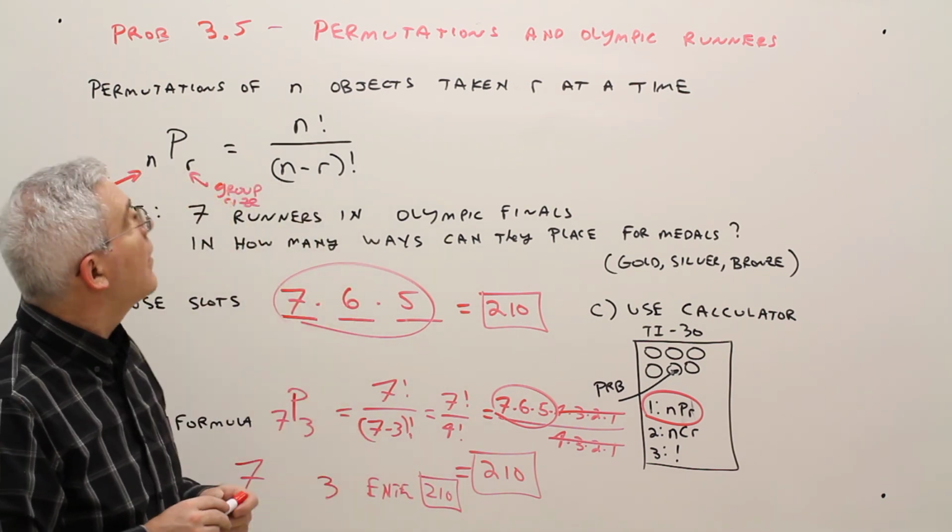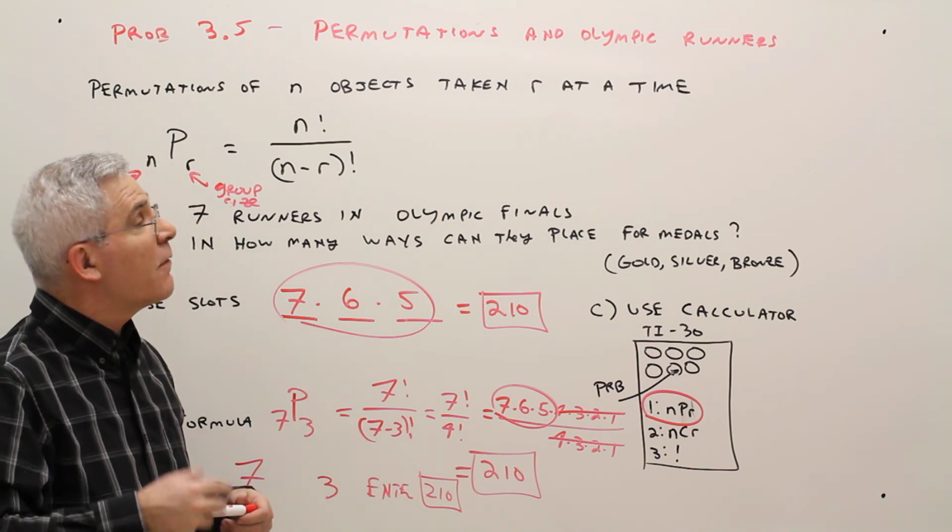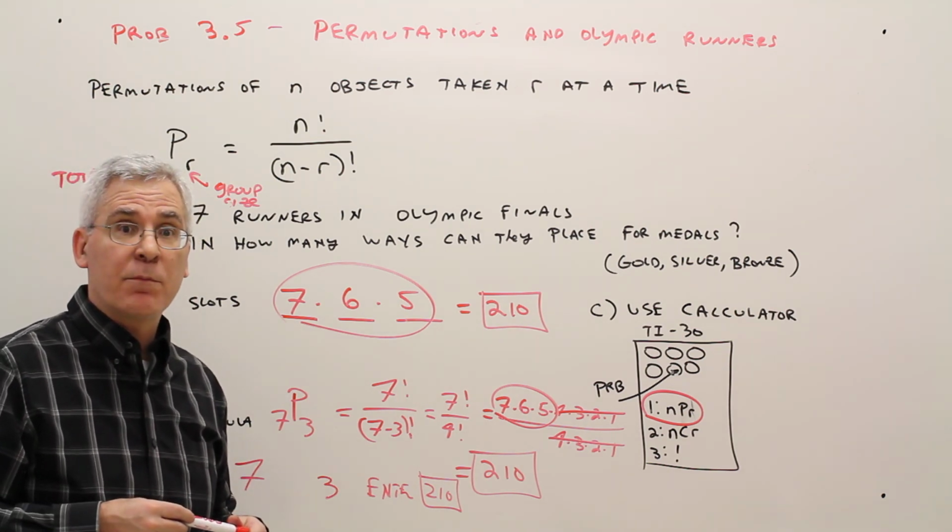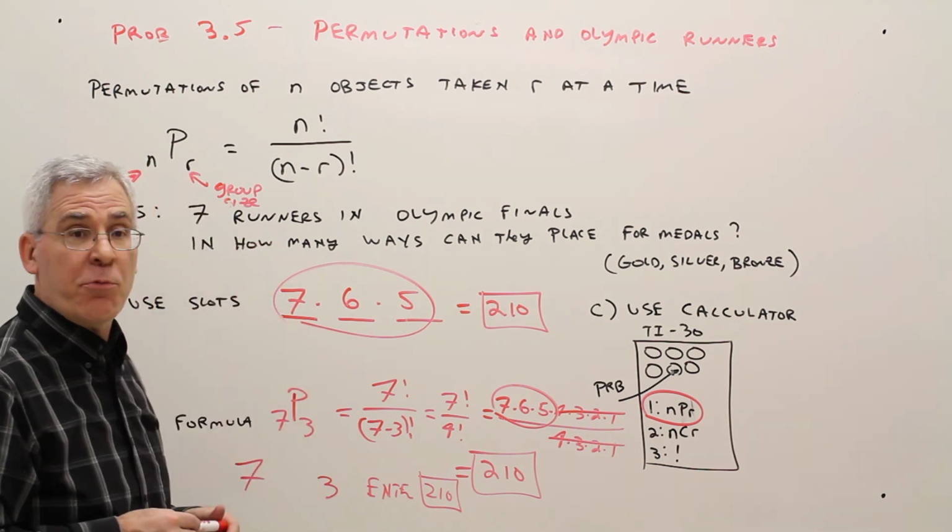So there you have it, how to use permutations to find the different ways Olympic runners can medal in 3 different methods.